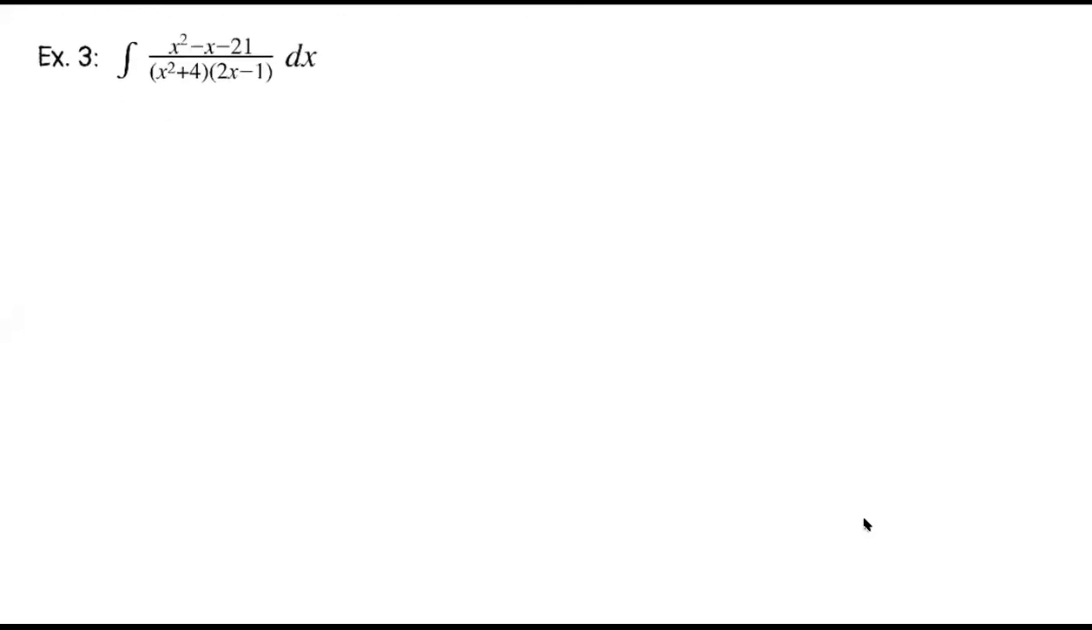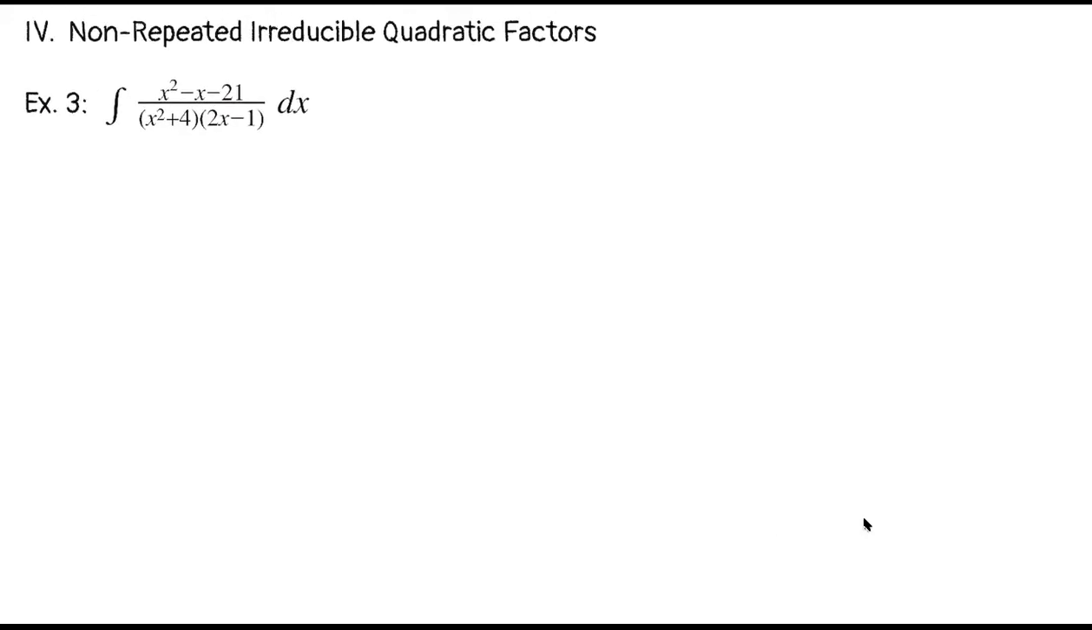So when we take a look at this example right here, all right, we've got an irreducible quadratic factor in the bottom, the x squared plus 4, and then we have a linear factor. So you can have more than one type of factor in your denominator, and that's fine. And so our job is to make sure, first of all, that we set this up correctly. So I know that I'm going to have one fraction that has x squared plus 4 in the denominator. And I'm going to have another fraction that has a 2x minus 1.